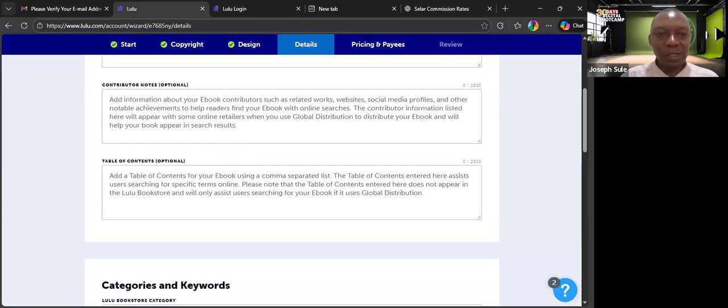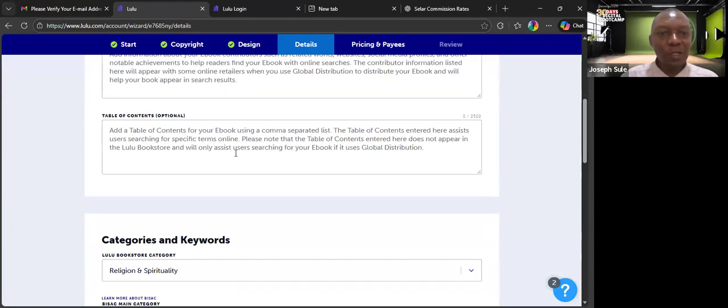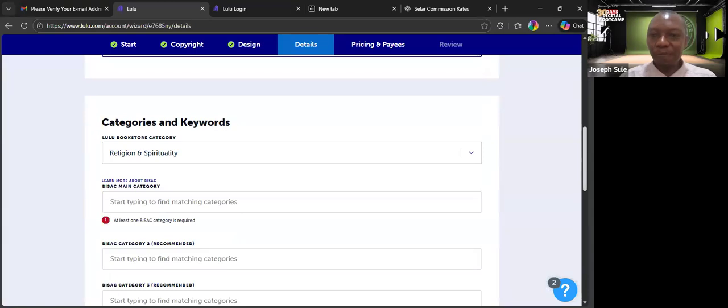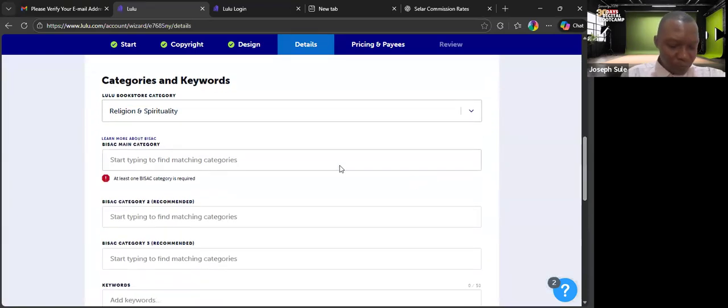Table of contents, this is also optional, but if you want, you can enter your table of contents. Say chapter 1, this is the title, and this is the page where you find it. Chapter 2, this is the title, this is the page where you find it, if you so want. But it's optional. If you do not want to do that, you can skip it. So I'm going to skip that.